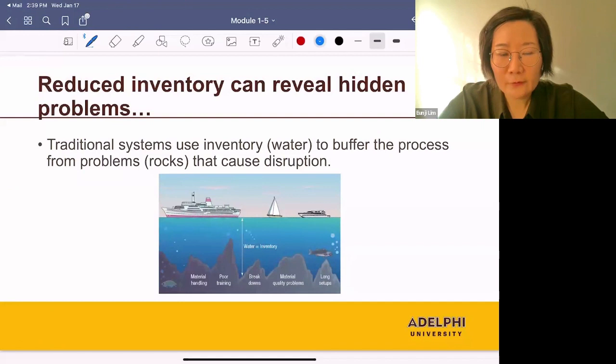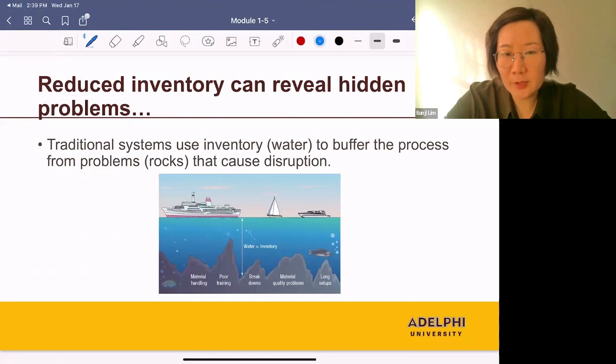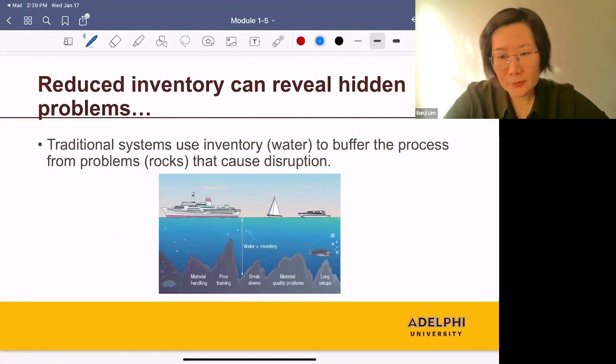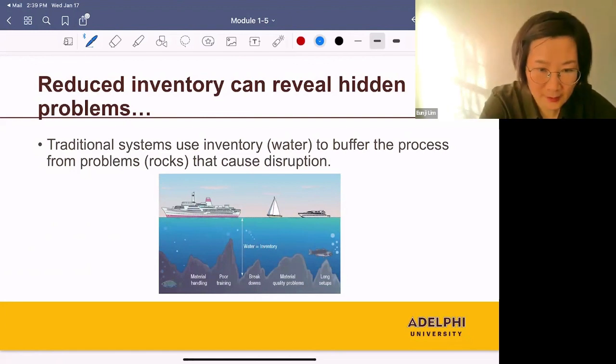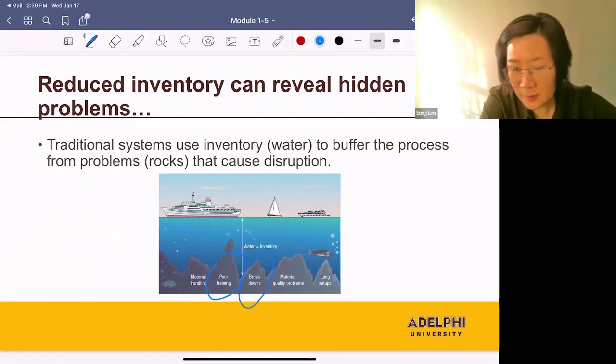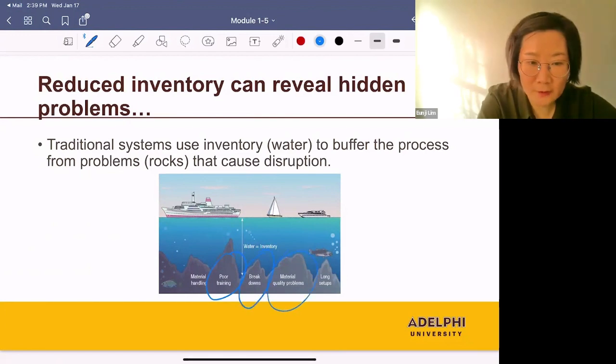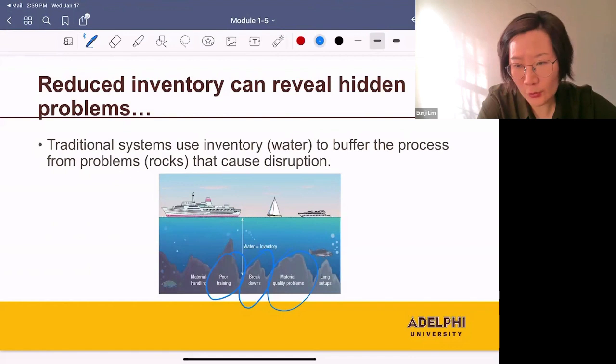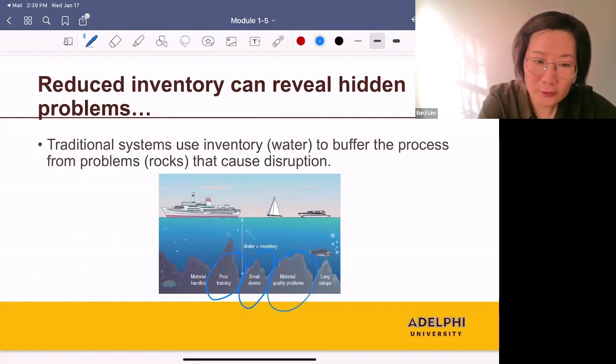Reduced inventory can reveal hidden problems. Traditional systems use inventory to buffer the process from problems that cause disruption. So let's say you're producing cars in your assembly line, and there are many problems in your assembly line. Workers are trained poorly, and machines are breaking down frequently. Raw materials have quality problems. But if you build high inventory, these problems are hidden because, let's say, workers are trained poorly and they cannot work sometimes, then we can use inventory.